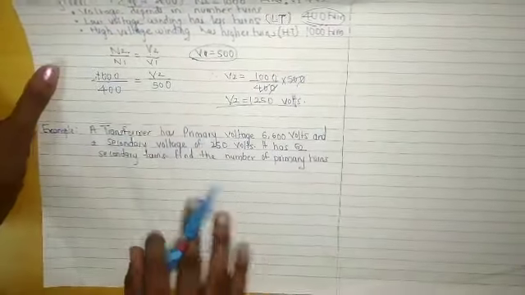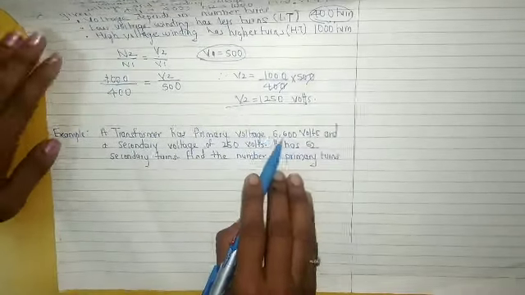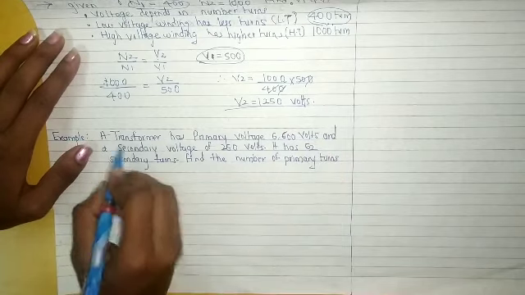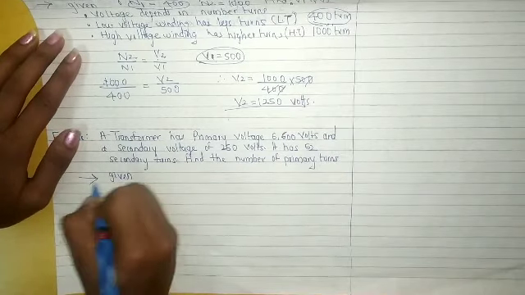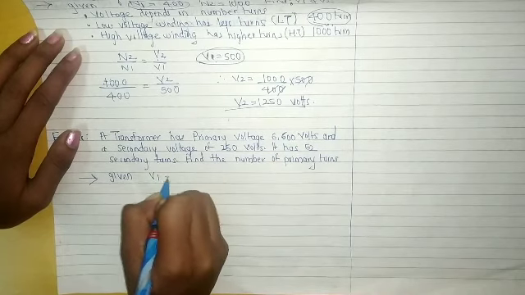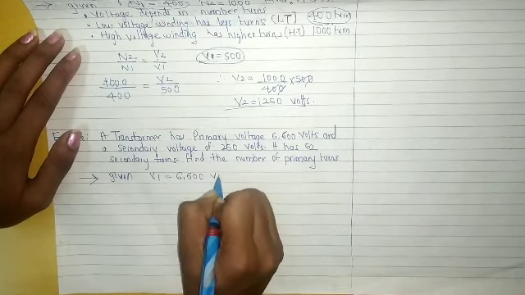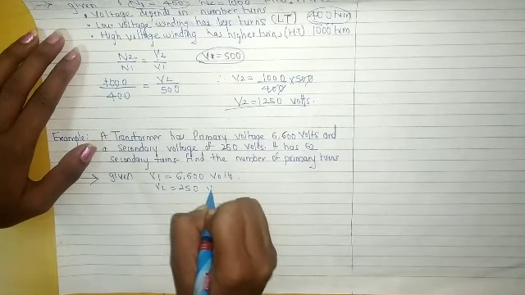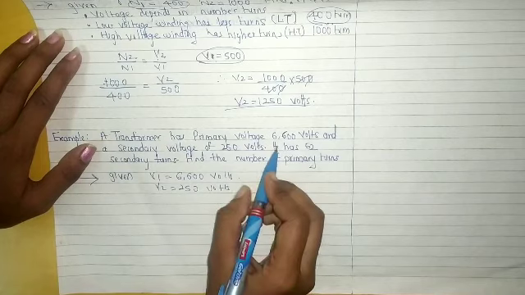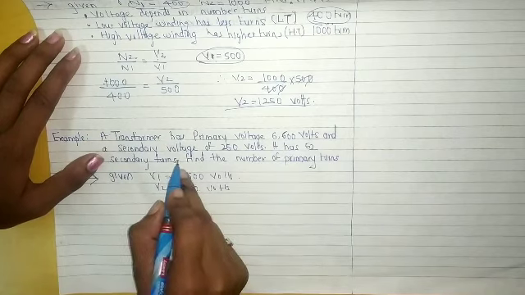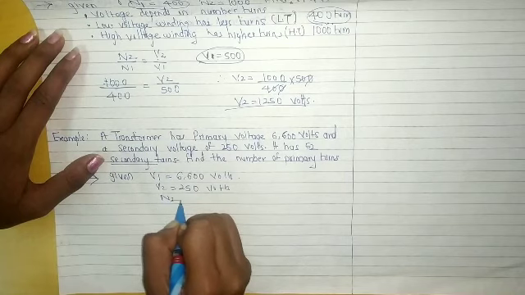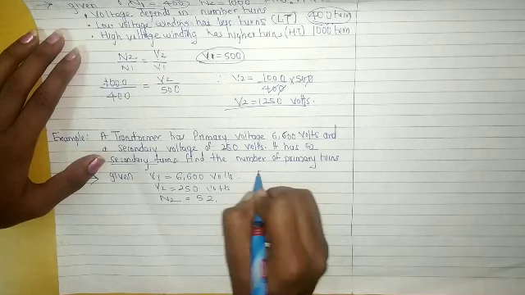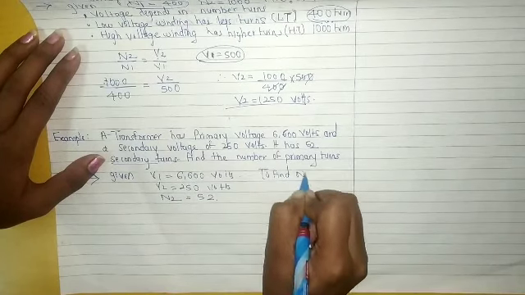A transformer has primary voltage 6600 volts, right? So the given data, what is given? The primary voltage, that is V1 is equal to 6600 volts, and secondary voltage, that is V2 is equal to 250 volts. Now it has 52 secondary turns. Secondary, that means N2 is equal to 52. Find the number of primary turns. What to find? Primary number of turns, that is N1.